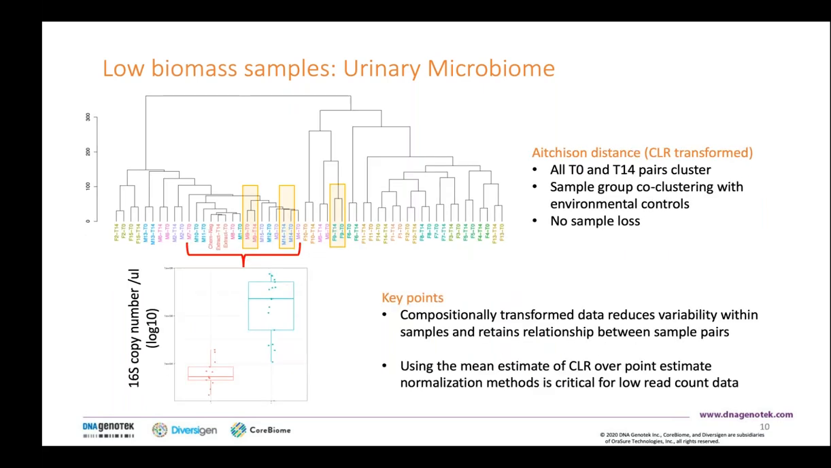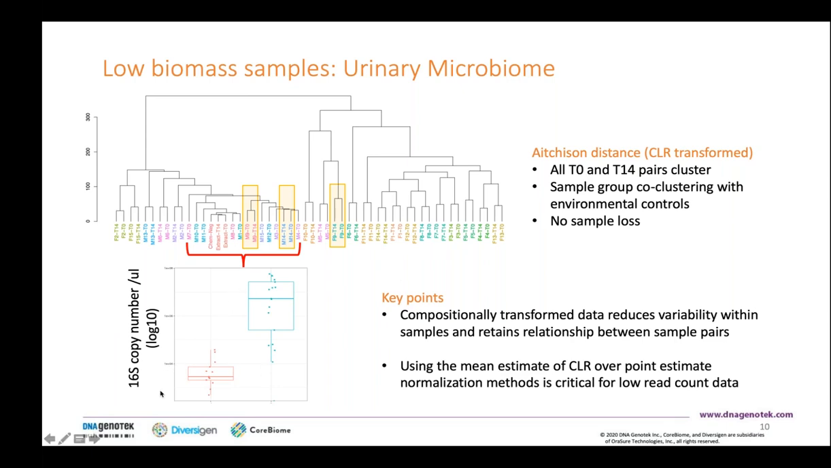In contrast, here's the same data using compositional distance metrics. This is the Aitchison distance of the CLR transformed data, with that technical estimator I mentioned before. And now in every single case, each pair of samples co-clusters, so baseline and endpoint together. The additional benefit is that there's now an obvious cluster group here aligned with the environmental control samples. So we know that these samples are likely impacted by background contamination and noise compared to the other samples.